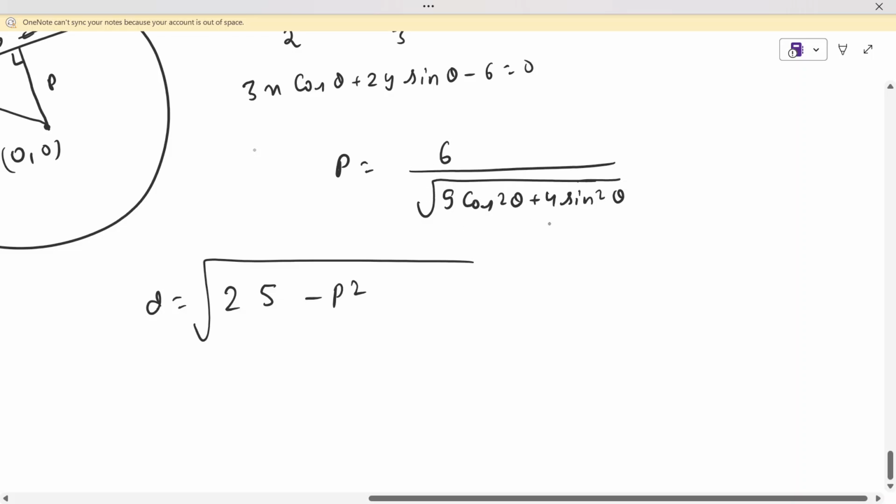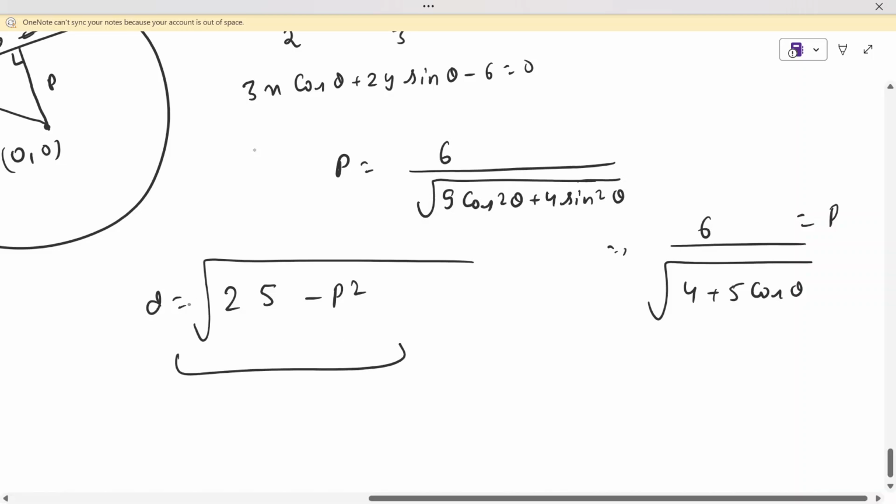So again, think about this: p is 6 upon root of 4 plus 5 cos square theta. I have to minimize d, and the answer is of course 2d. So this I have to minimize, meaning p square should be maximized, right? This is 4 plus 5 cos square theta, so p square should be maximized.